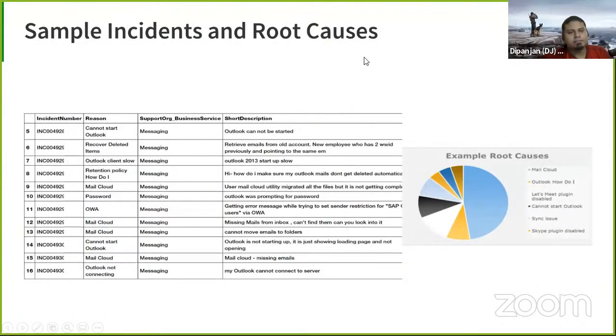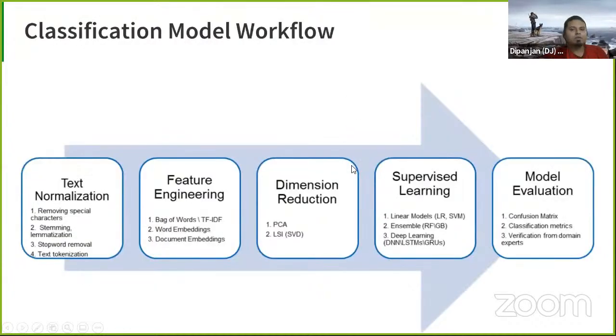This is how the sample incidents look, where you have an incident number, the root cause, and the short description. As you can see, there are other fields also, like long description and so on. This is the text data which typically would need to be vectorized. This is the workflow which we followed, and you can see it is very similar to the initial NLP workflow I talked about.